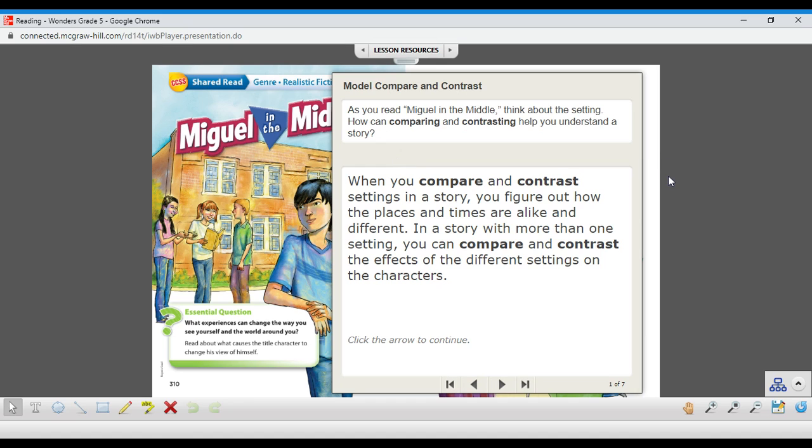So as you read Miguel in the middle, think about the setting. How can comparing and contrasting help you understand a story? All right. So we're going to use this skill to figure out how the places and times are alike and different in this story. And sometimes there's more than one setting. Actually, most stories, the characters find themselves in different places throughout the story. So you have to look and see what are the effects of the different settings and how they affect the characters.